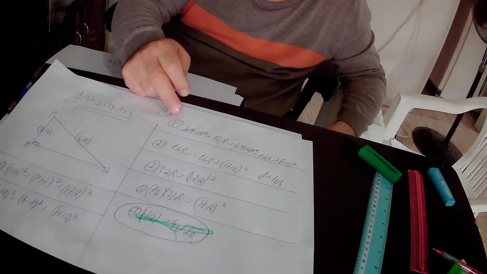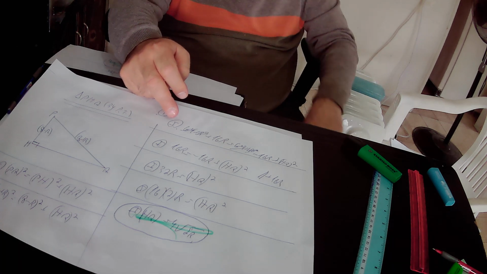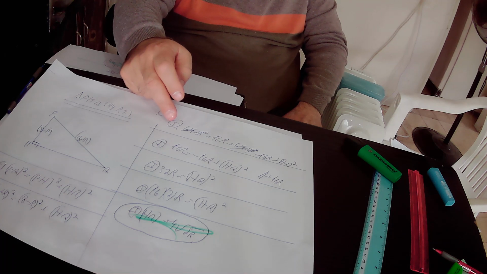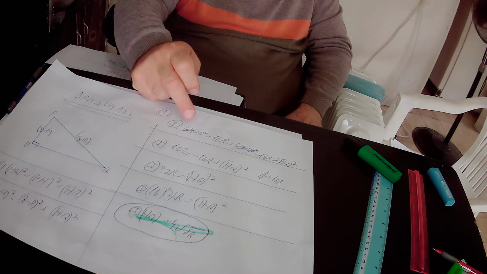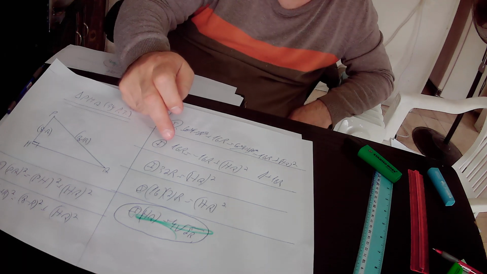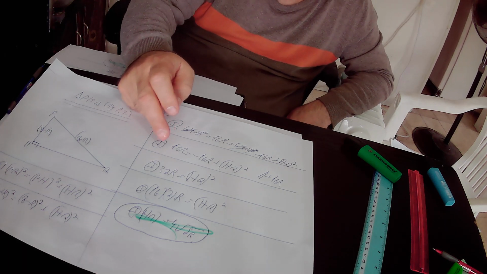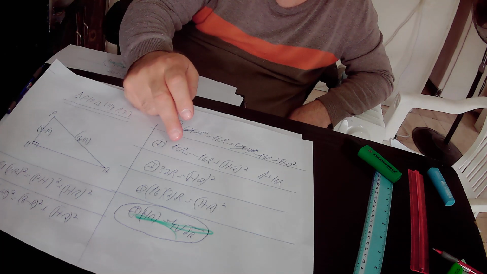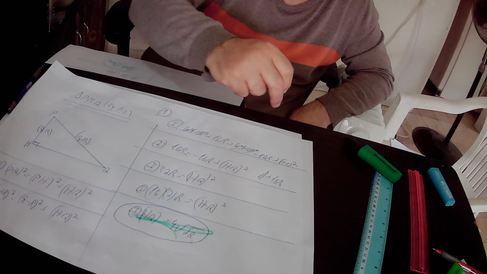Here we added 16R to equation 1. According to equation 1, 16R plus 16R is 32R. So 32R equals HQ square. Here we substitute 32 by 16 times 2. So according to equation 1, 32, that is 16 times 2, times R equals HQ square.